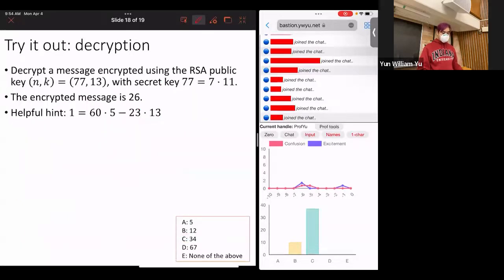So let's decrypt the message. This is a different message, but I'm going to use the same RSA public key, 77 and 13, with the secret key 77 equal to 7 times 11. The encrypted message is 26, and we want to decrypt this message. As a helpful hint, I've already given you the combination for 1, so you don't have to do the Euclidean algorithm. So 1 is equal to 60 times 5 minus 23 times 13. So now, what's the decryption of this message? And let me zero out the chat.